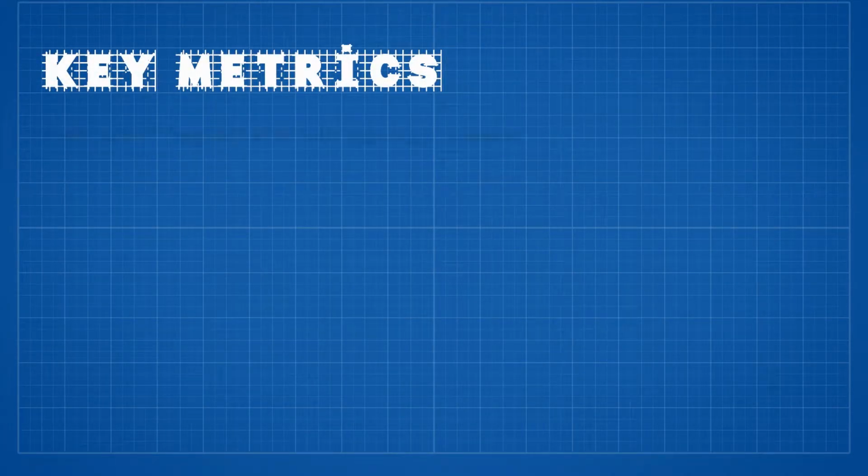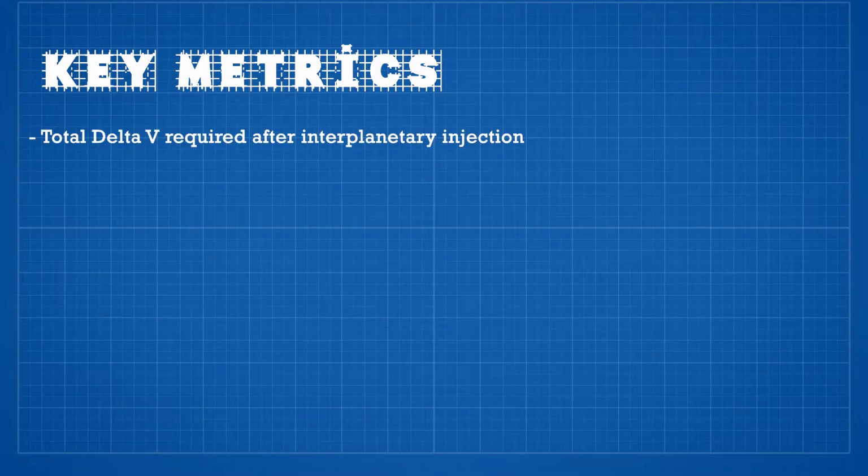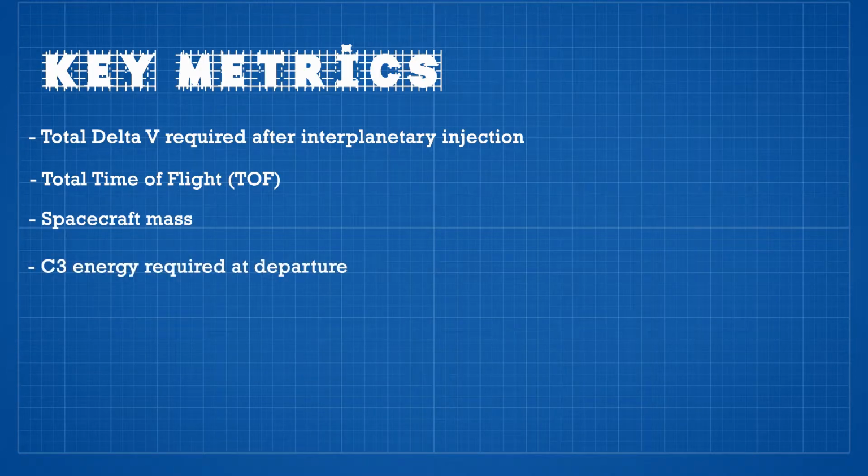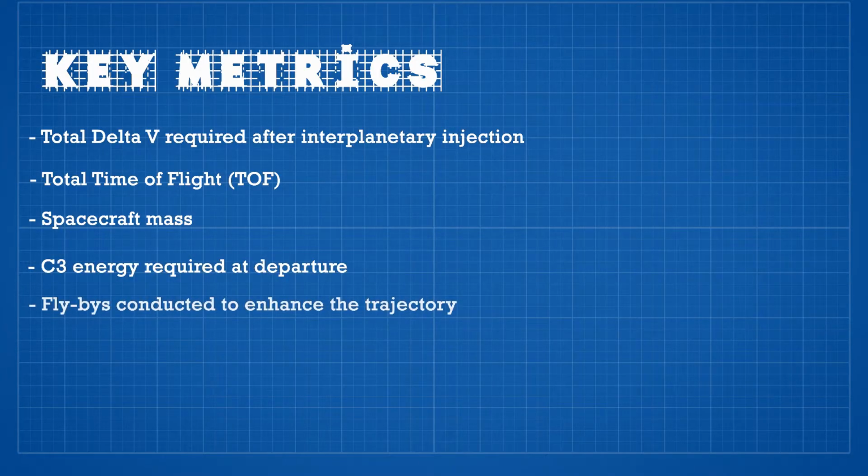A few key metrics also drive the design. Specifically, the total delta-V required after interplanetary injection, total time of flight, spacecraft mass, C3 energy required at departure, and whether any flybys are conducted to enhance the trajectory.